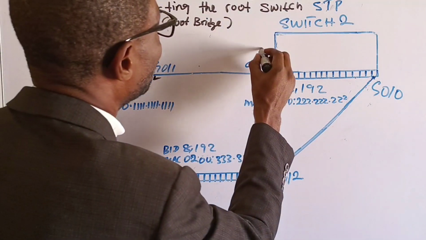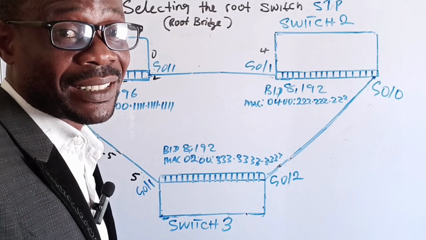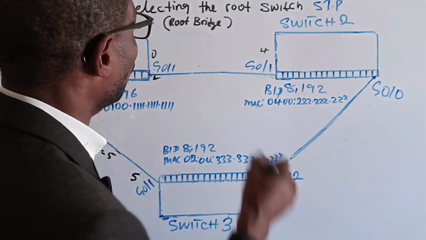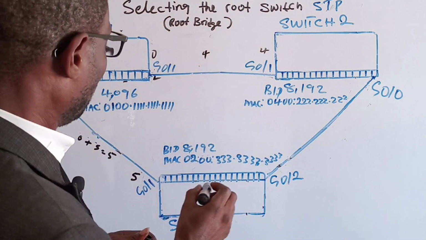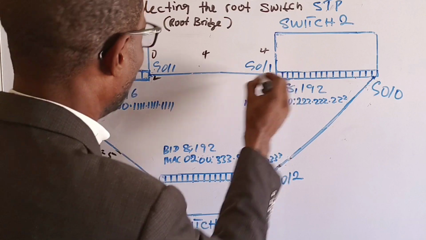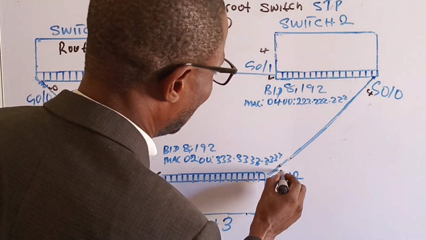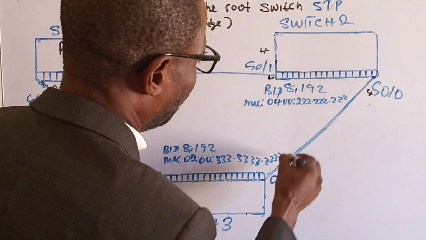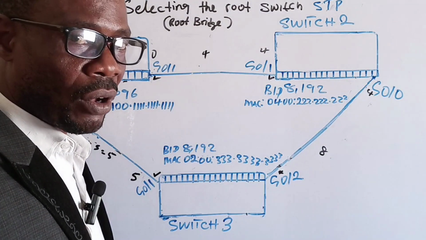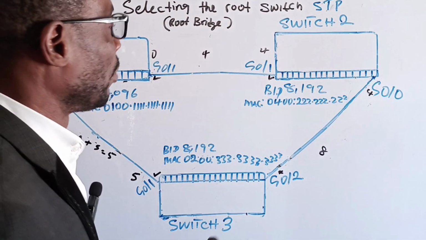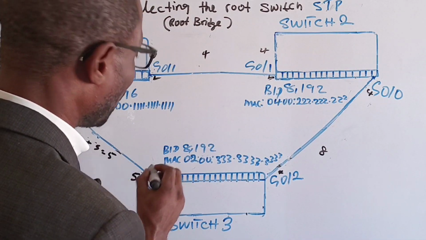From this root, the cost is 4. Any gigabit interface is 4. If it is Fast Ethernet, that's 100 megabit Ethernet, it will be 100. So from here to here is 4. This root port will be in the forwarding state because here is 4 and here is 4, so 4 plus 4 is 8. The lowest root cost will be in the forwarding state. So this is the lowest, and this is the second lowest in the forwarding state.